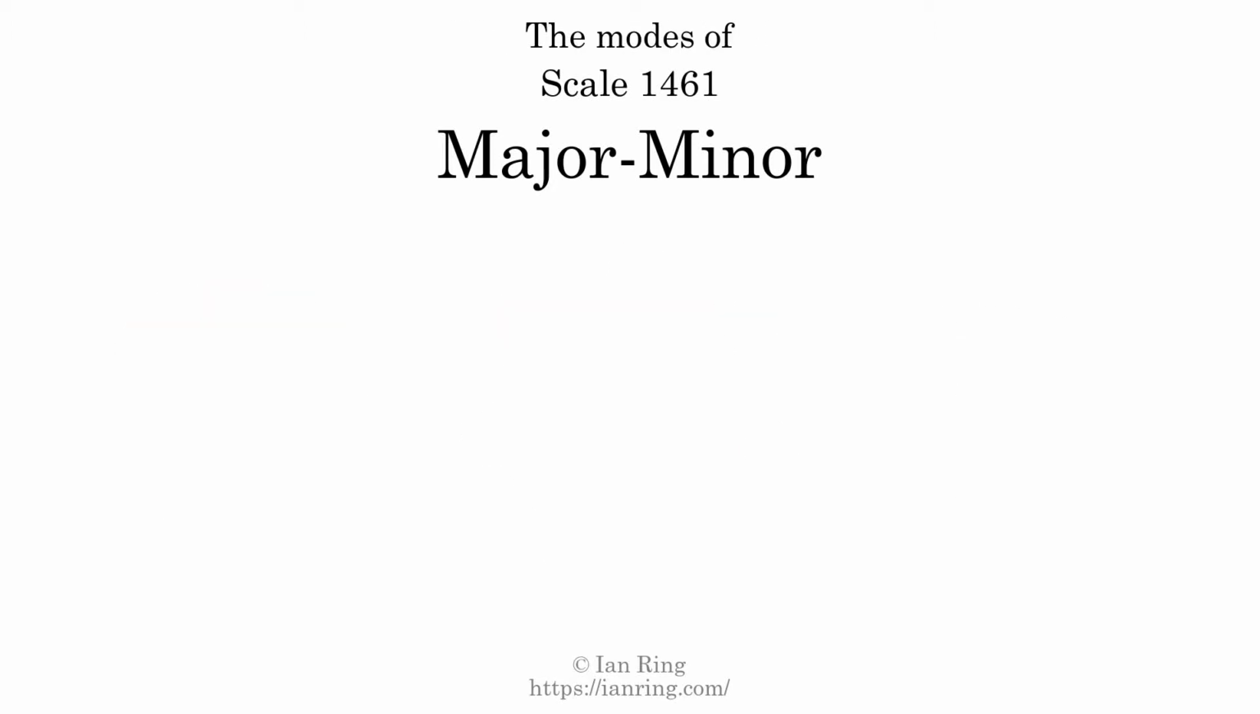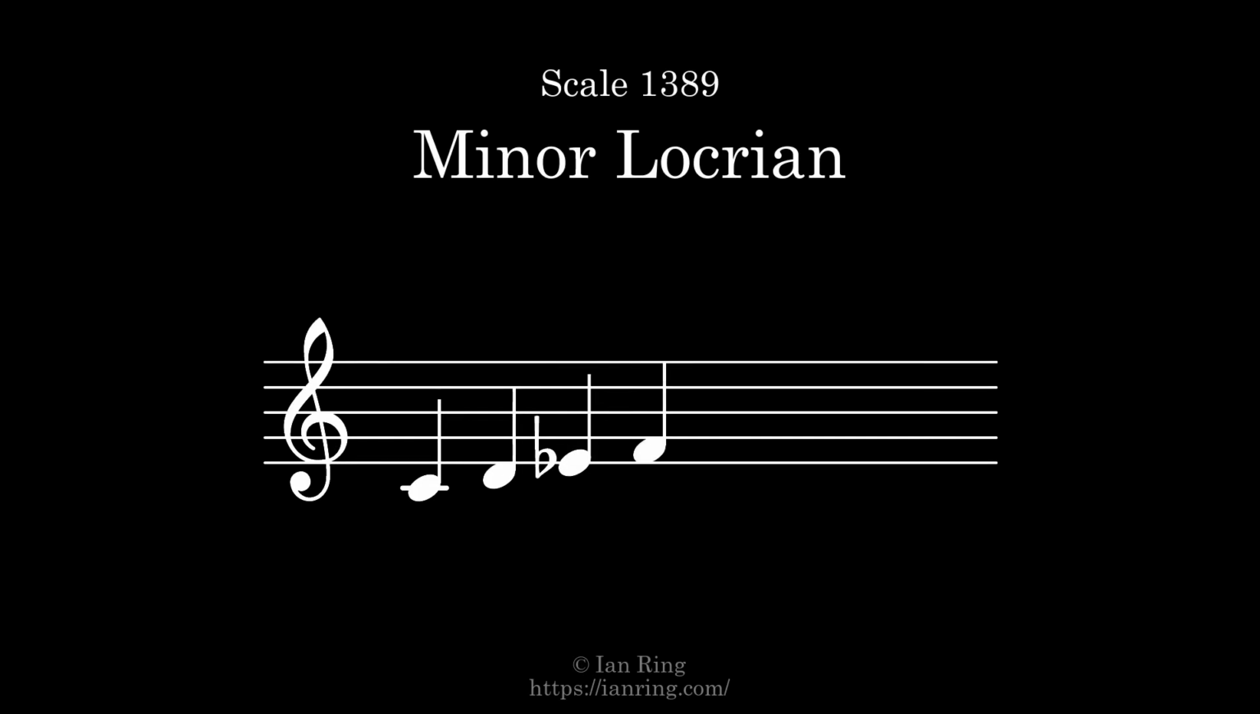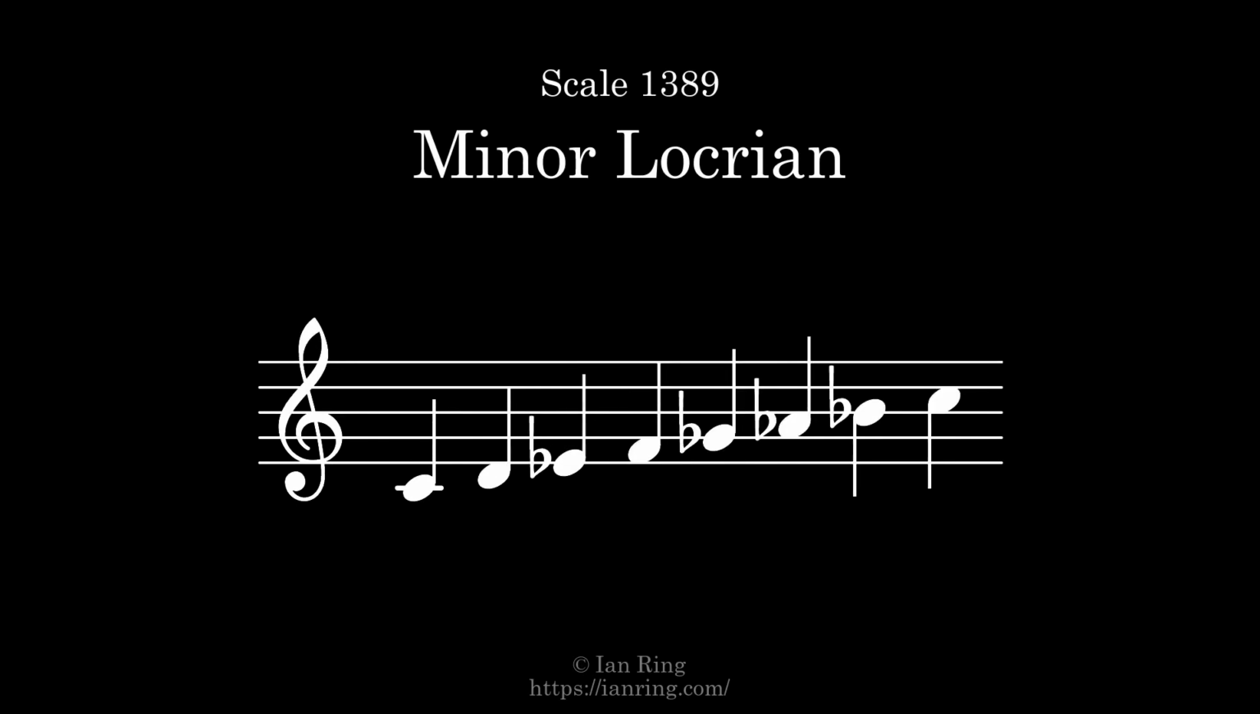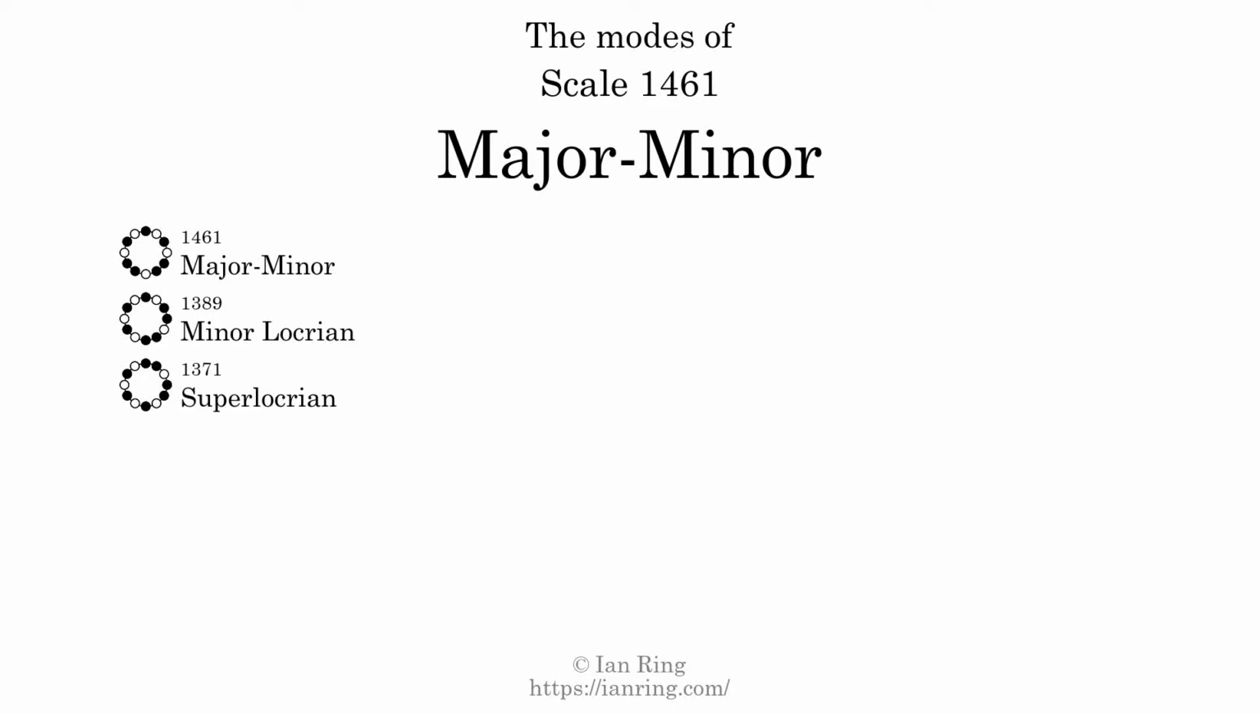This scale has 7 modes. The first mode is itself. The second mode is scale 1389, also known as minor Locrian. It sounds like this. The third mode is scale 1371, also known as super Locrian. It sounds like this.